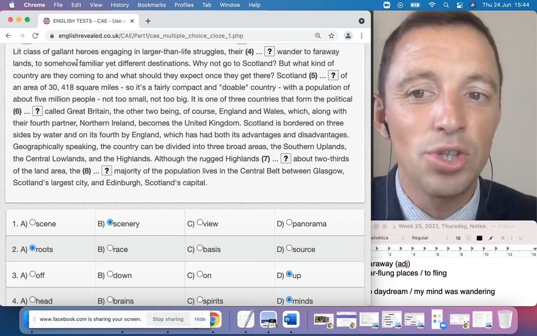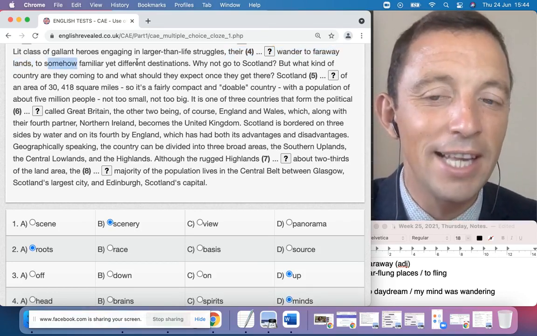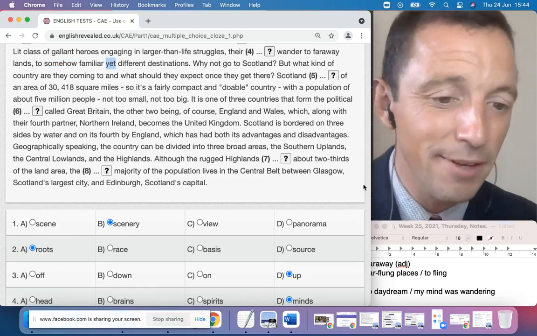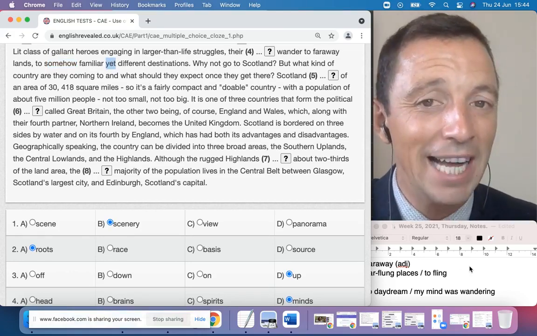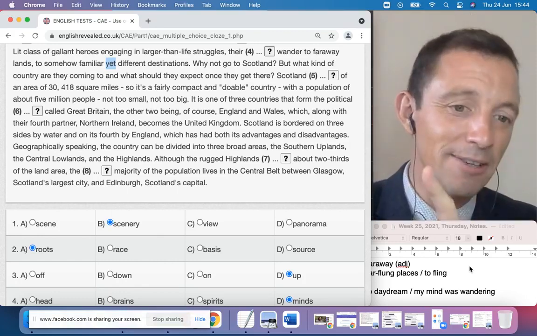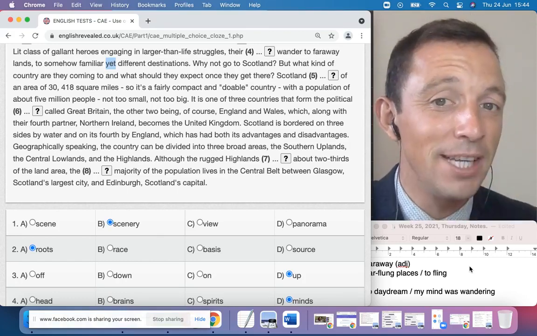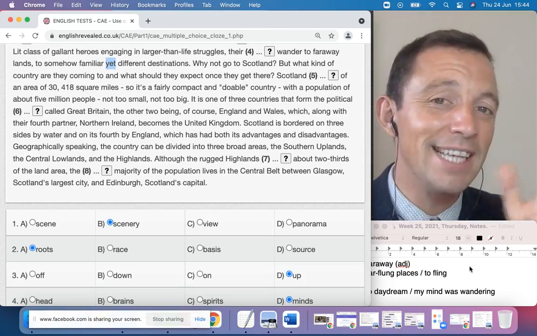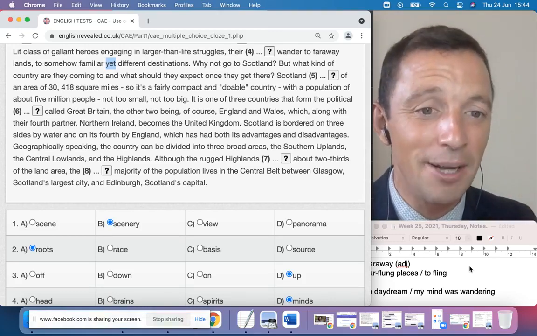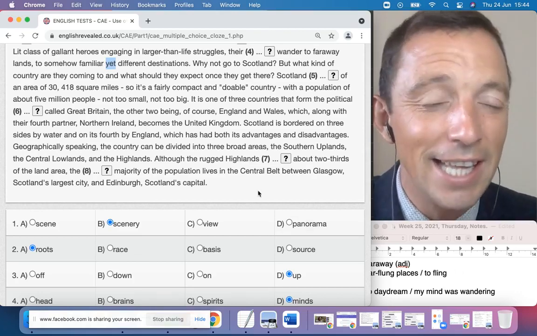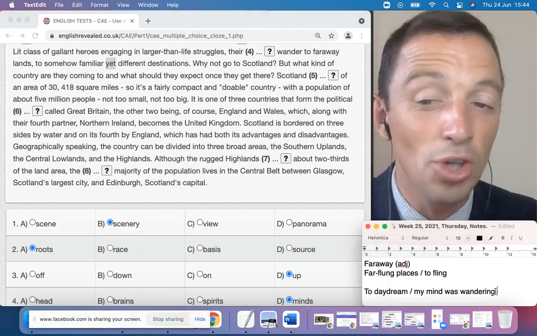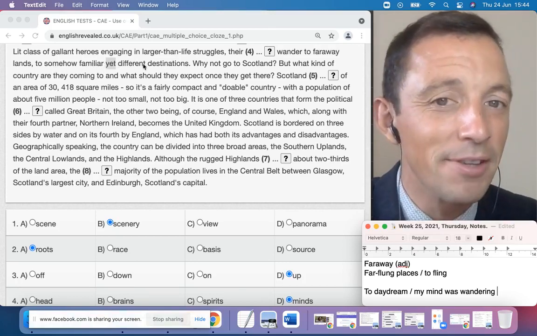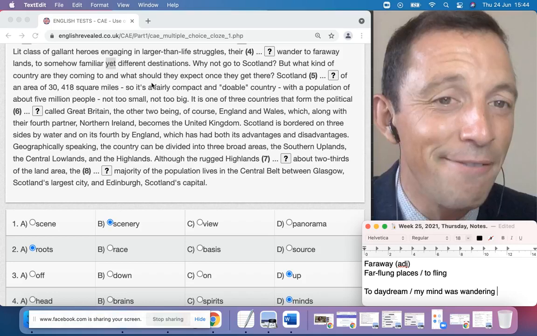Okay, to somewhere, somehow familiar yet different destinations. Here, yet normally is todavía in the negative. So for example, I haven't had my dinner yet. It's the negative and it's todavía. So I haven't had my dinner yet is very typical. However, it's possible yet as a linker with the significance sin embargo. So in this case, yet has the significance however. So there's a very good example. So they are familiar, however, very different destinations. So it's a contrast. That's very, very important.